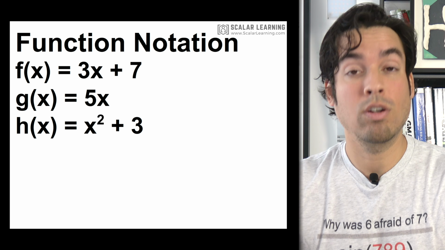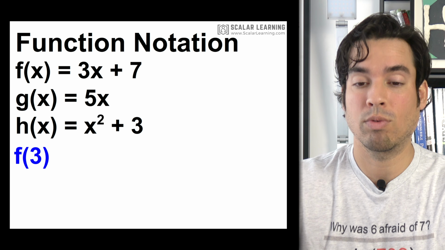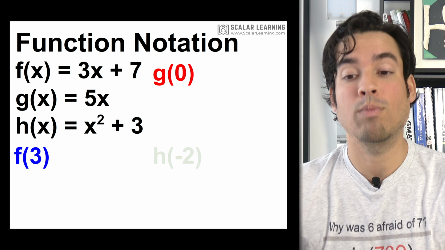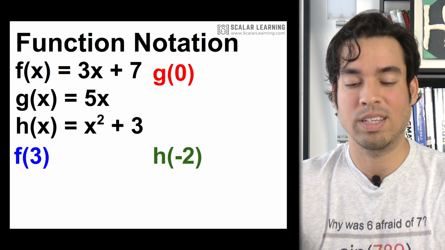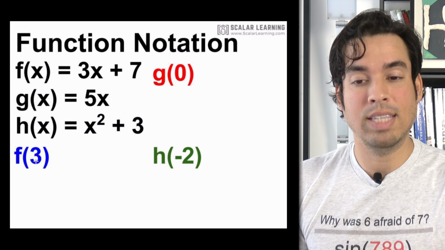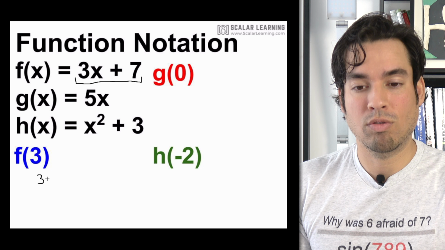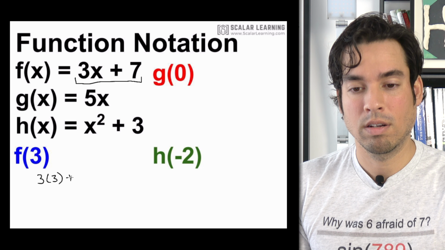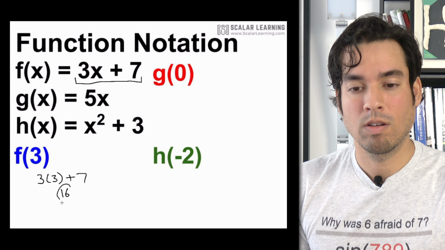That's it. Now we're going to go through some other examples where what if they ask, hey, there's f of x, we want to know what's f of 3, we want to know what's g of 0, and we want to know what's h of negative 2. This is where understanding the notation comes into play. So if I want f of 3, they literally mean to replace the x with 3 in this function. So it becomes 3 times 3 plus 7, which is simply 9 plus 7, or 16.